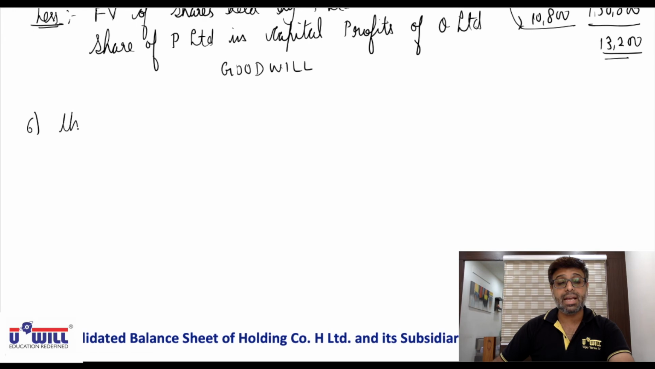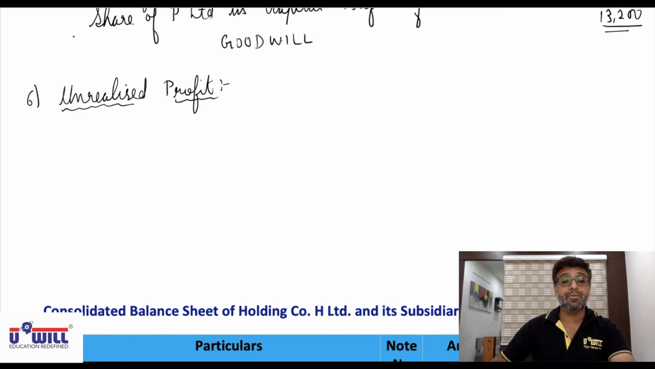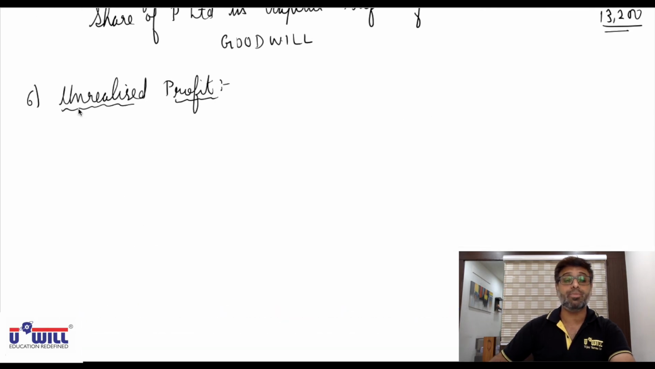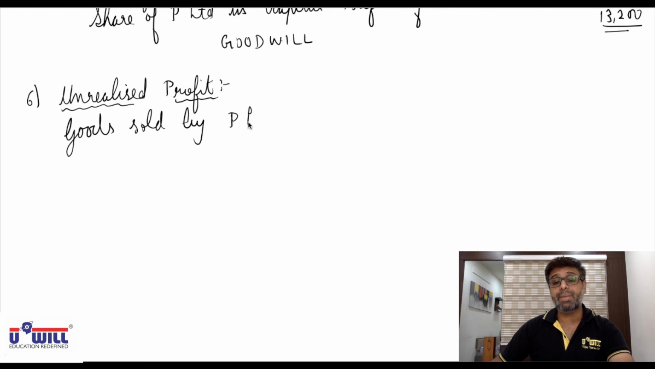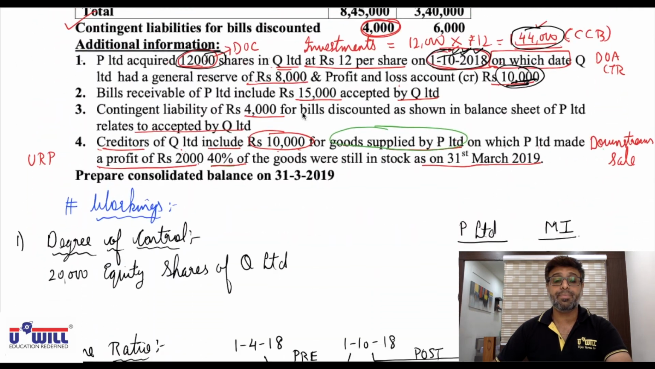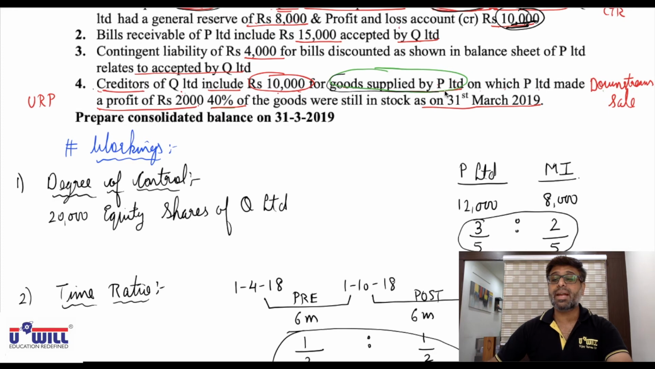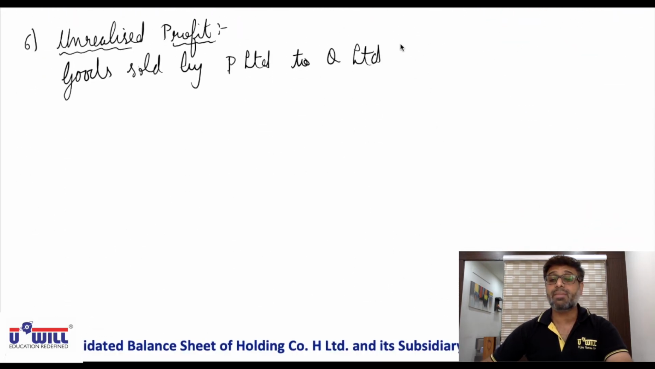Now, sixth working, unrealized profit, all of you. Again, you must have tried this on your own and verify whether you got it correct or not. Three informations we require to find unrealized profit. First information what we require is goods are sold by whom to whom. So goods sold by, here they are sold by holding company P Limited to subsidiary company Q Limited. Now, we discussed this in adjustment number 4, that goods are supplied by P Limited. So goods sold by P Limited to Q Limited, which means it is downstream sale. Okay, so in bracket we'll mention that it is downstream sale. Okay, from parent to child, it is a downstream sale.